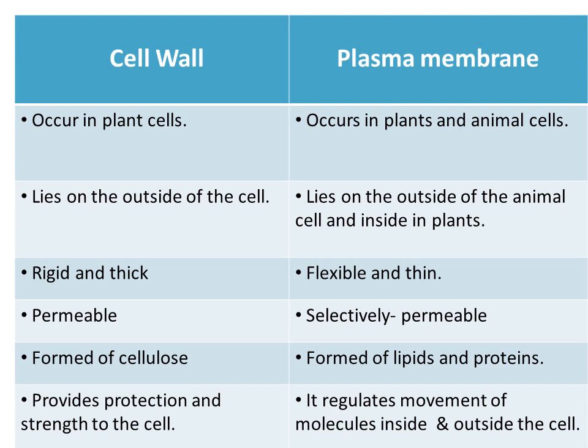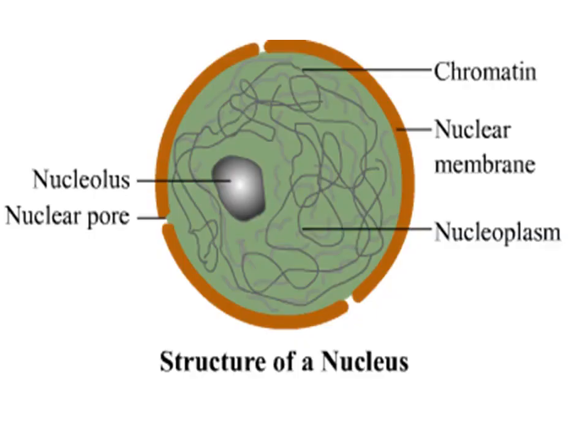Note down these two terms. I discussed in the first lecture also. Selectively permeable and permeable. Cell wall is formed of cellulose. Plasma membrane is formed of lipids and proteins. Cell wall provides protection and strength to the cell, and plasma membrane, it regulates movement of molecules inside and outside the cell.